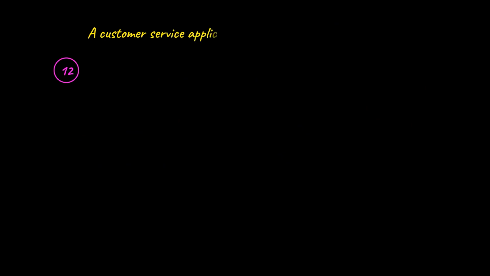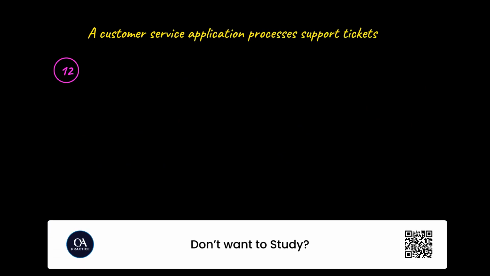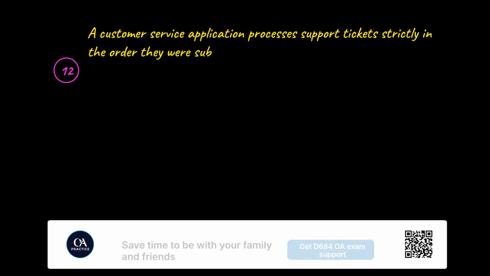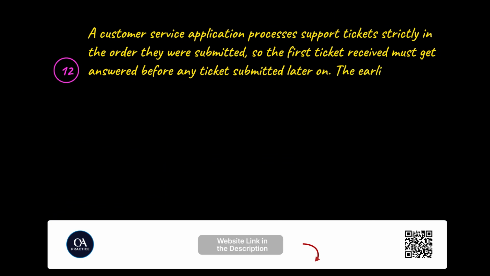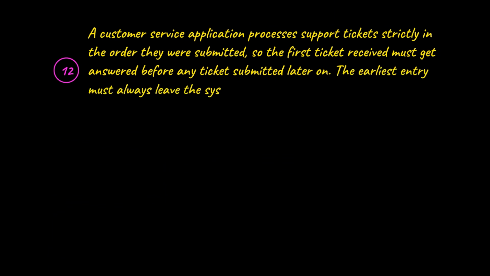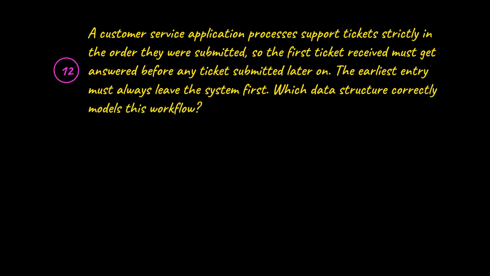Question 12. A customer service application processes support tickets strictly in the order they were submitted, so the first ticket received must get answered before any ticket submitted later on. The earliest entry must always leave the system first. Which data structure correctly models this workflow?